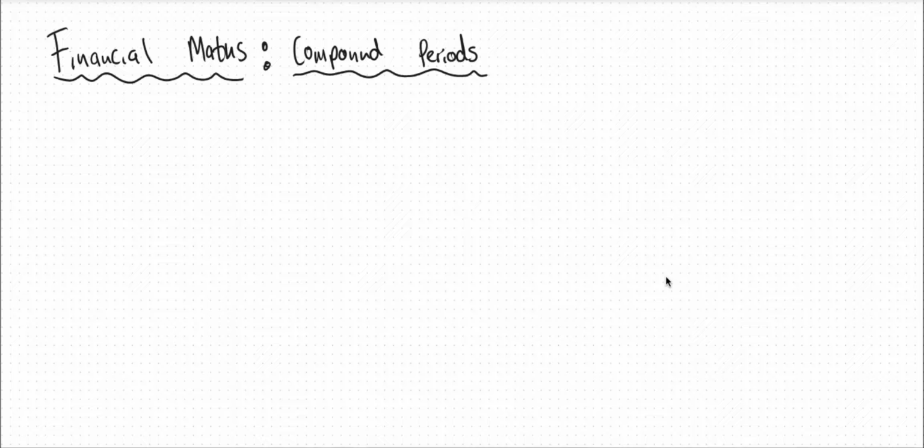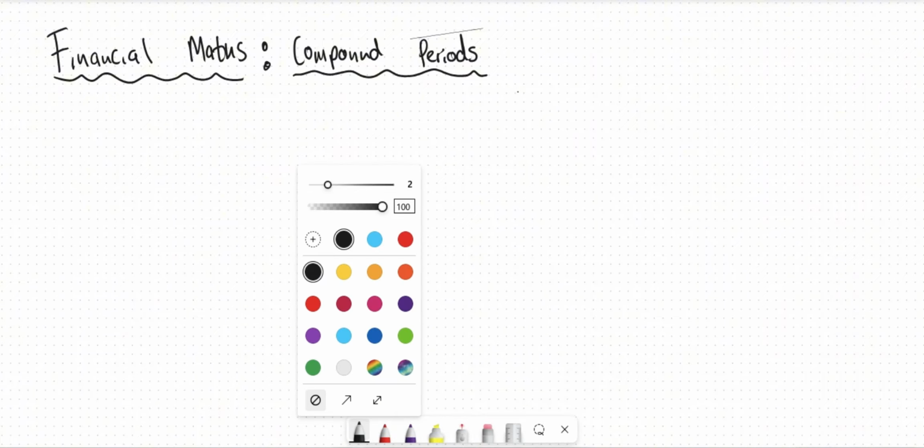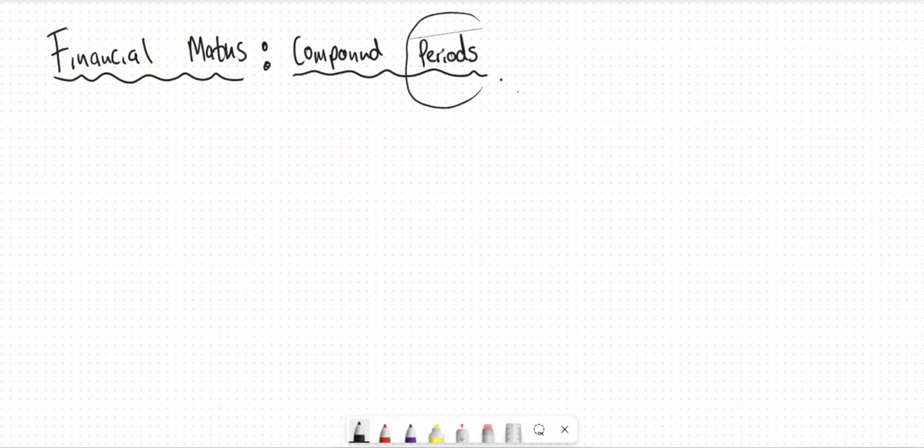And in this video, we're going to be talking about how we use the compound interest formula in financial math. This is specifically for when we have different compounding periods. So what is the implication in terms of the compound interest formula? Let's look at the compound interest formula. This is our generic compound interest formula.